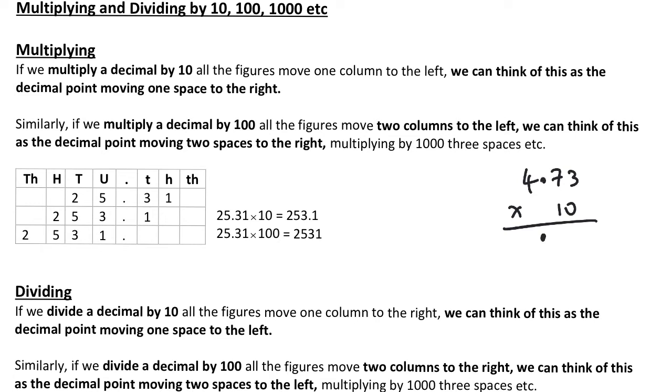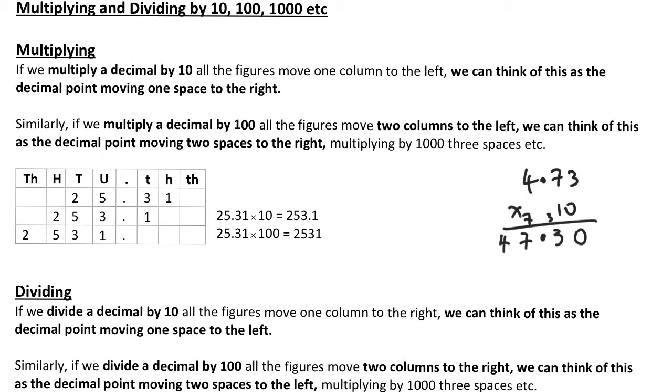10 threes are 30, so we put down a 0 and carry a 3. 10 sevens are 70, plus 3 is 73, so we'll put the 3 down and carry a 7. 10 fours are 40, plus the 7 is 47, so we'll put the 7 down and carry the 4, but we don't really need to, so we can just leave it as 47.3.